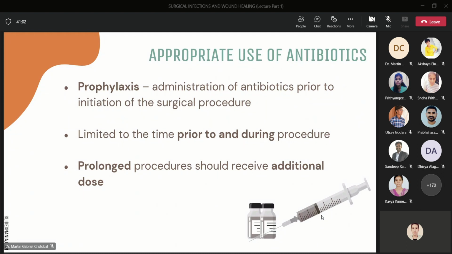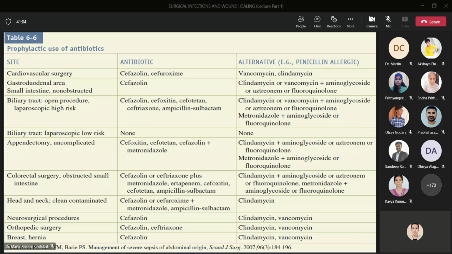Next, we have examples of prophylactic antibiotics. So for cardiovascular surgery, we usually give cefazolin and cefuroxime. And for patients allergic to penicillin, we give vancomycin and clindamycin. For patients undergoing surgery in the gastroduodenal area or a non-obstructive small intestine surgery, we give cefazolin and clindamycin or vancomycin plus an aminoglycoside or aztreonam or fluoroquinolone as an alternative.